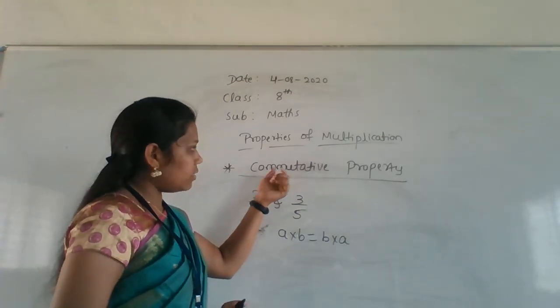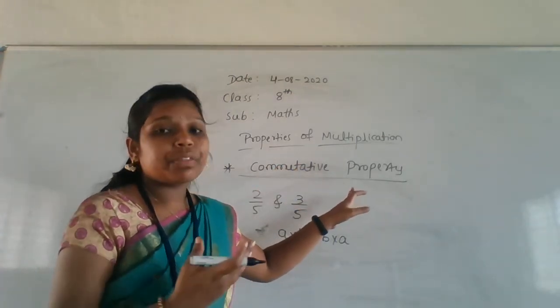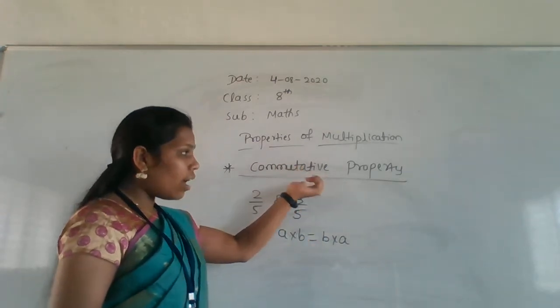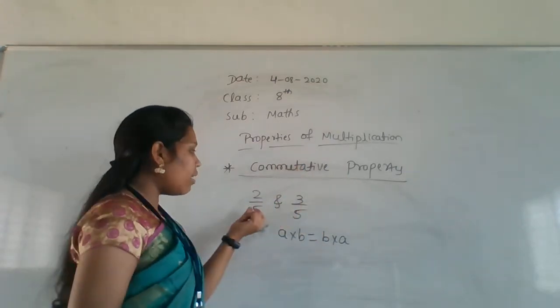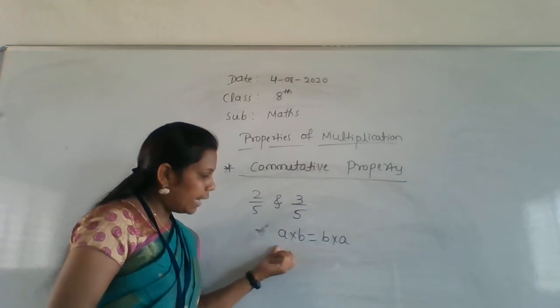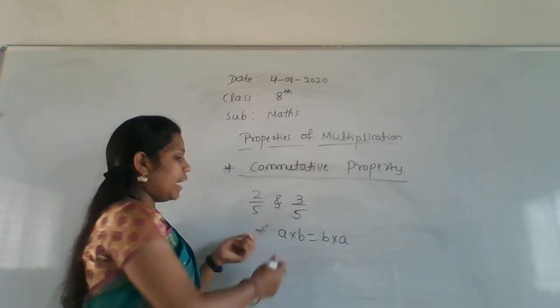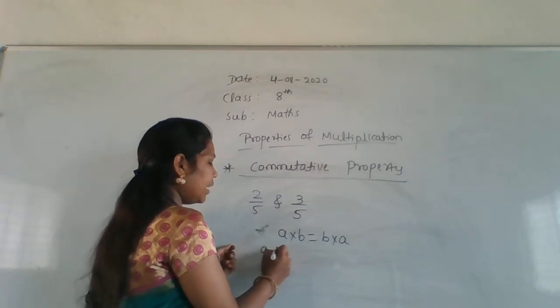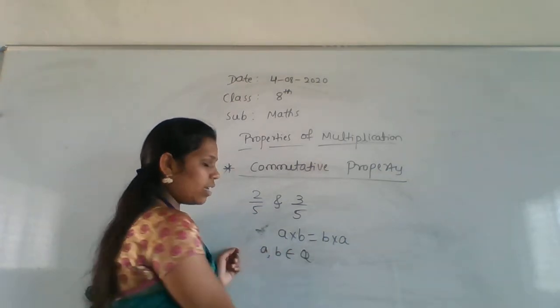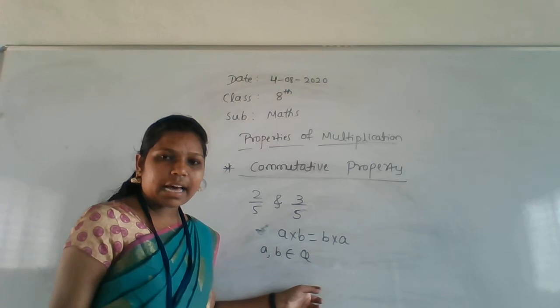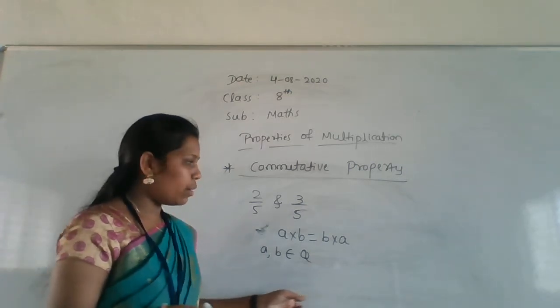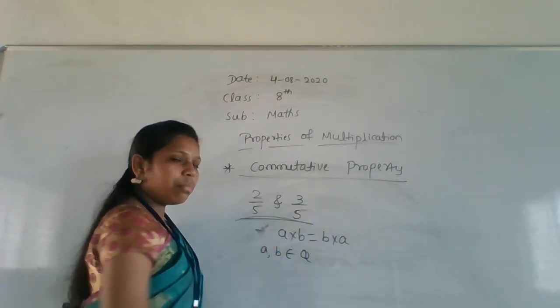So the first one, we already studied the closure property. Here we are studying the commutative property: A into B is equal to B into A. A and B belong to the rational numbers only. So these two are rational numbers, right?